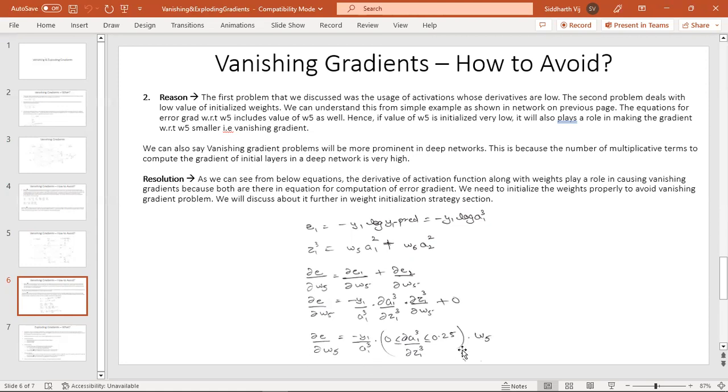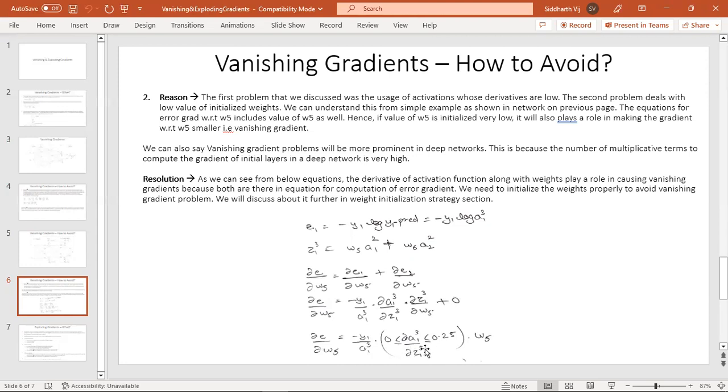Now you have come up to this equation. One piece which we have already seen in the prior slide is reason number one, the use of sigmoid activation function, because the derivative of a sigmoid activation function will be between 0 and 0.25. That will bring down the overall computation very low.